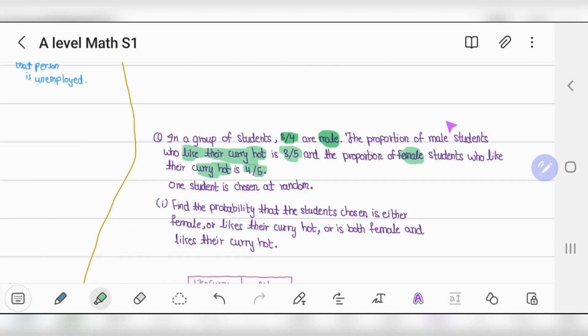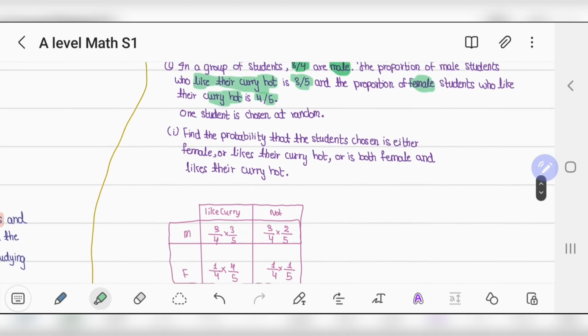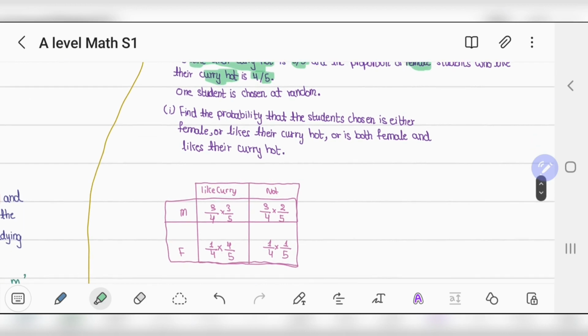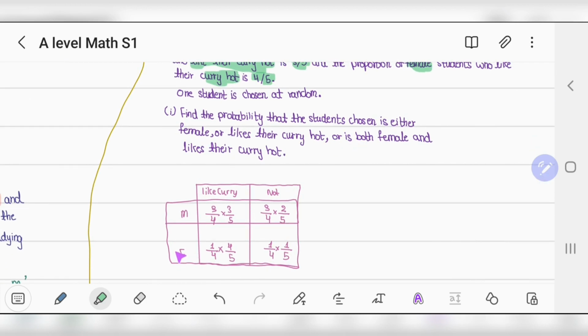Three upon 4 are male, and the proportion of male students who like their curry hot is 3.5, and the proportion of females who like their curry hot is 4.5. One student is chosen at random, find the probability that the student chosen is either female. So it's a female, which means 1 upon 4 multiplied by 4.5, plus 1 upon 4 multiplied by 1 upon 5. We're going to add them up, or likes the curry hot. Okay, so we're going to add this, or is both a female and likes the curry hot, minus 1 upon 4 multiplied by 4.5.